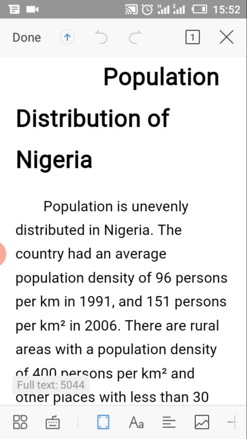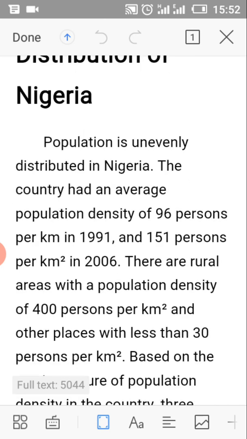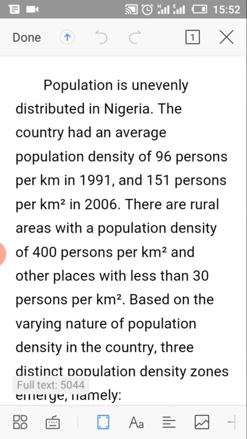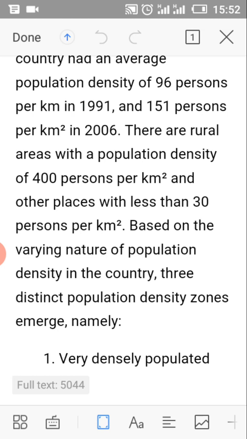The country had an average population density of 96 persons per square kilometer in 1991 and 151 persons per square kilometer in 2006. There are rural areas with a population density of over 400 persons per square kilometer and other places with less than 30 persons per square kilometer.